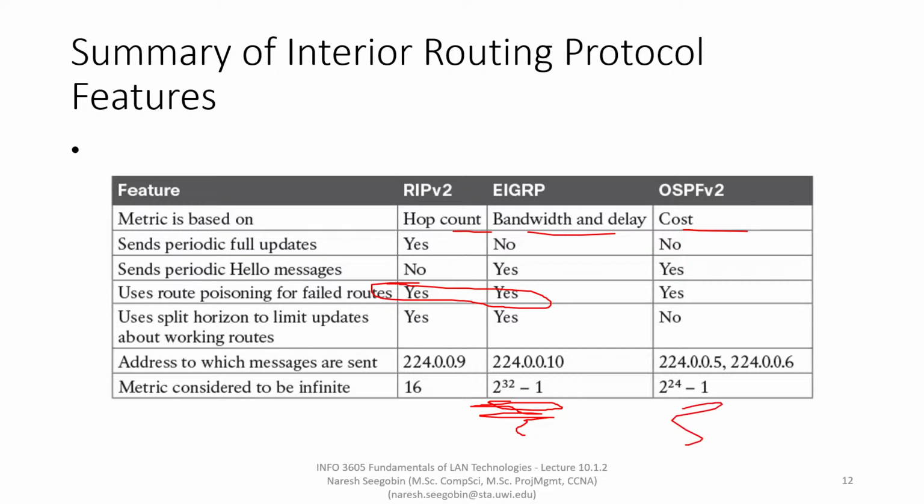OSPF does a 2 to the 24 minus 1, but you realize they don't do route poisoning here. Oh yeah, OSPF, sorry, does route poisoning too. And the mere fact it does it is because it has this value at the bottom here. So, right. The main reason I want to highlight is split horizon. Because of distance vector, split horizon. Let me just erase this. Everybody uses route poisoning. Split horizon is because of distance vector. That's why you have it in EIGRP and RIP, but not in OSPF.